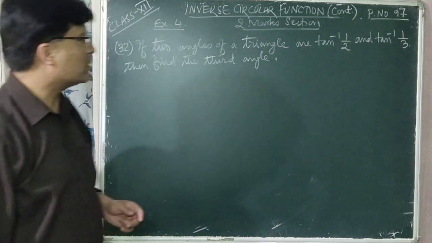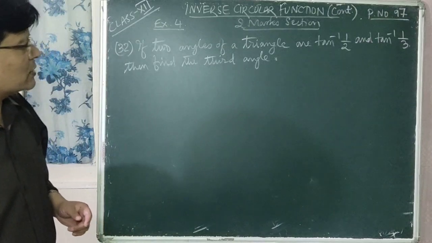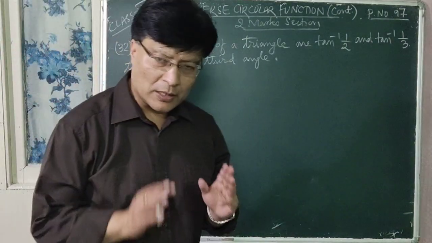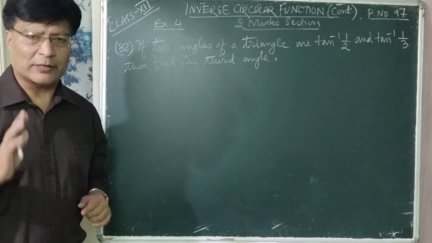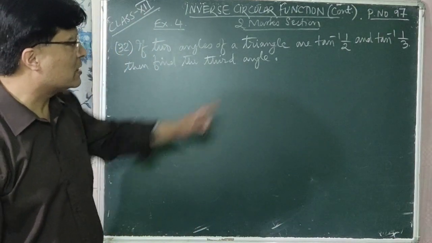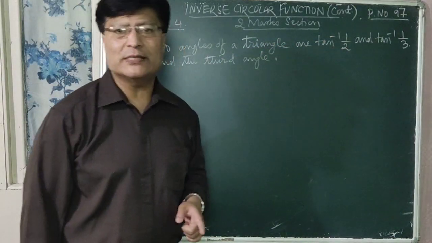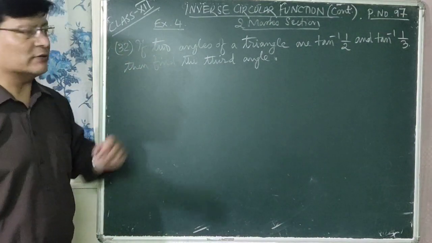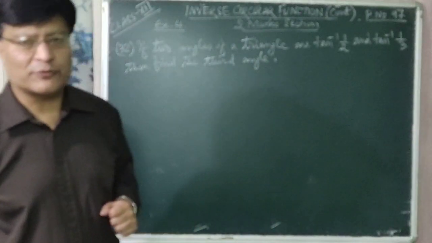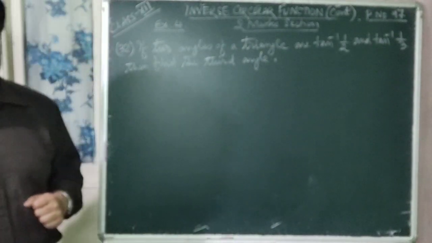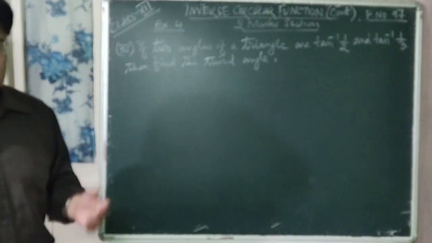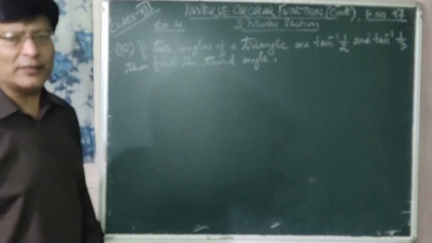If two angles of a triangle are tan inverse half and tan inverse 1/3, then find the third angle. In a triangle there are three angles, and you have to find out the third angle. The first two angles are given as tan inverse half and tan inverse 1/3. You know that the sum of the three angles of a triangle is equal to 180 degree or pi in terms of radian. So let us assume the third angle.